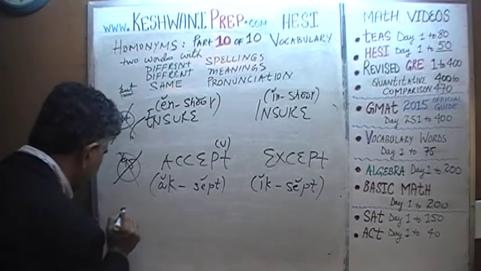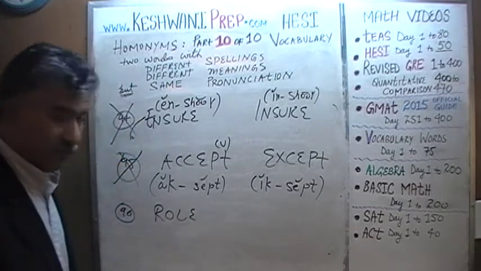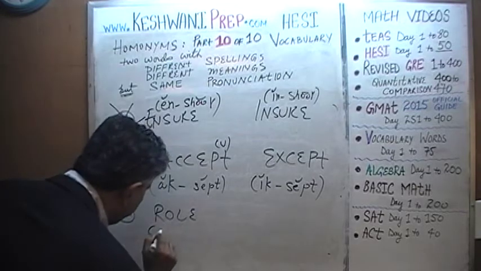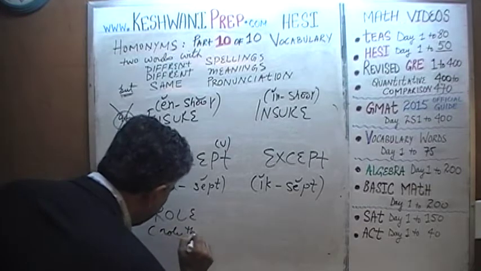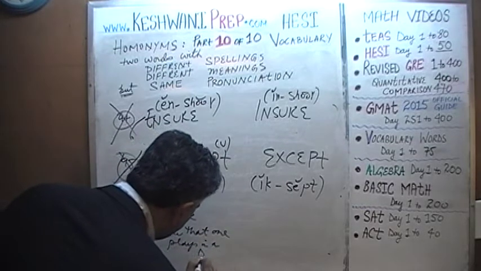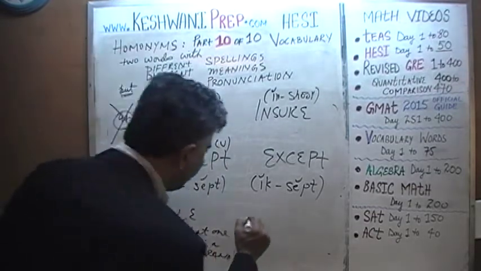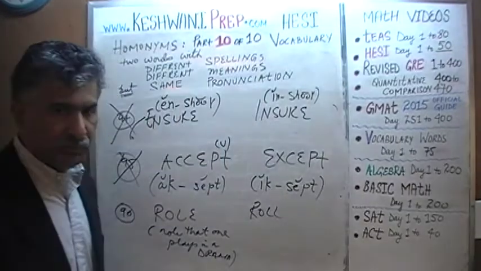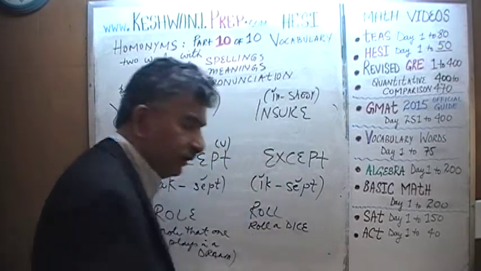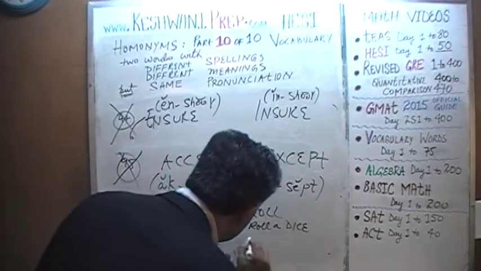Number 96, we have role, which is a role. Role as in the role that one plays in a play, as in the role that one plays in a drama or a play. Role, and we have this roll, which has two meanings. One can roll a dice. Come on, go ahead and roll the dice, let's see what you get. Or you can have a roll of paper, a paper towel.